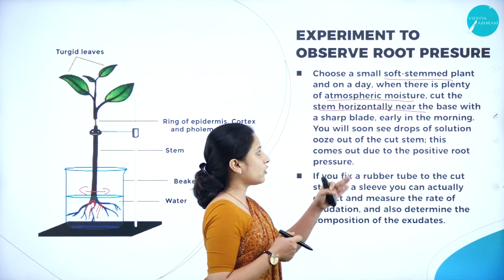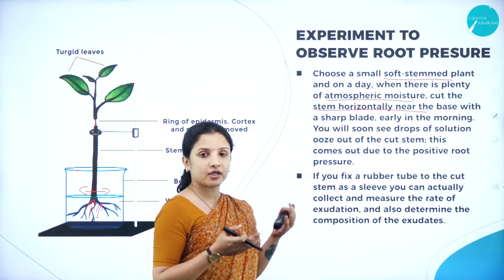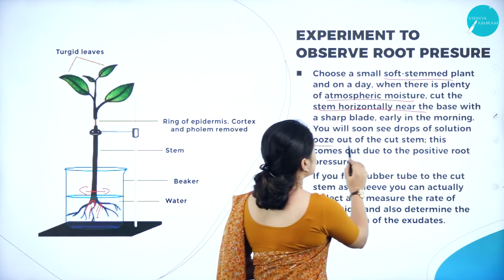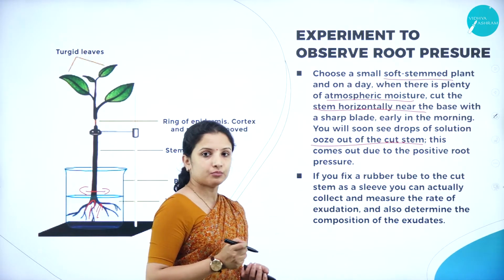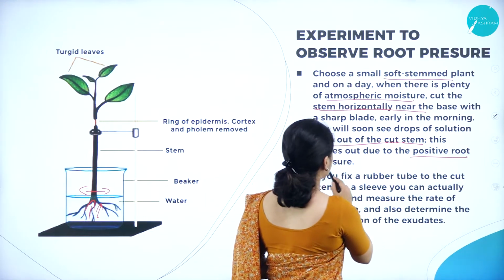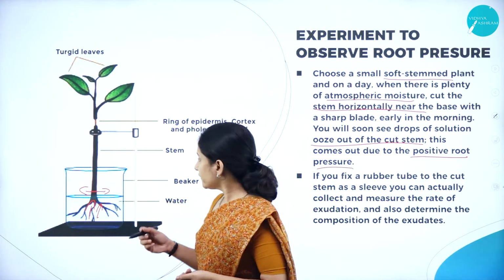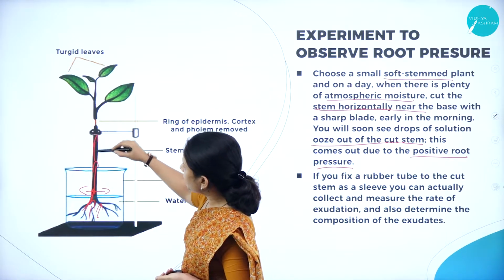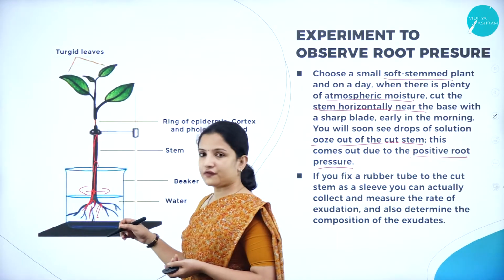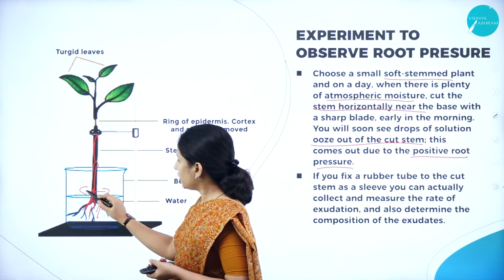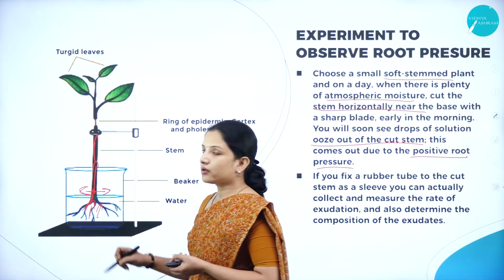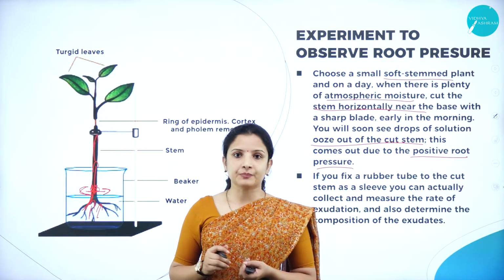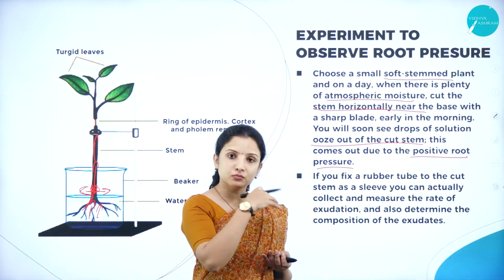So when he made a small cut and left it like that, in the morning he came and saw that he could see drops of solution oozing out of the stem. So this comes out due to the positive root pressure. So what is the positive root pressure here? The water will be absorbed by the root. It will be absorbed by the root and it will be transported to upper parts of the plant. So that is why in the morning, when he came and saw the region where there was a cut, he could find droplets of water in the region where he had cut the stem. So why? Because the water was moving through the stem.